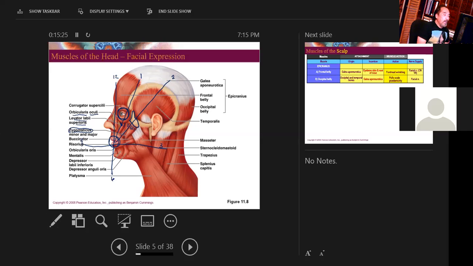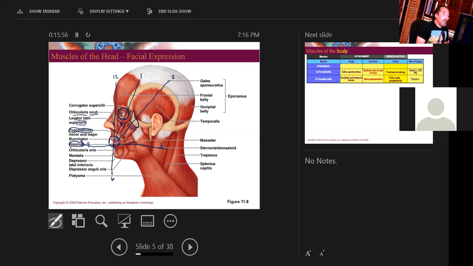And then the next one is going to be the muscle that goes horizontal, straight to the corner of the lip. That muscle is called the risorius muscle. Risor means laugh in Latin. Okay, so that's called the risorius muscle. So if you pull that muscle, you're going to be smiling. Again, that is going to be the muscle at 3 o'clock.